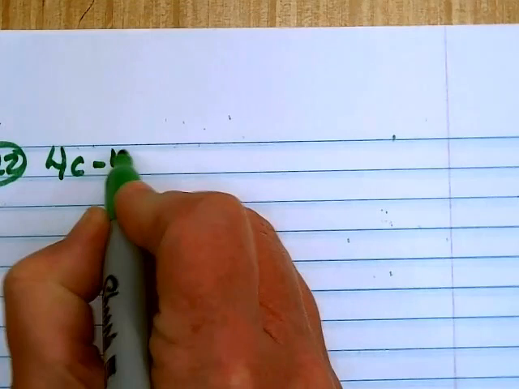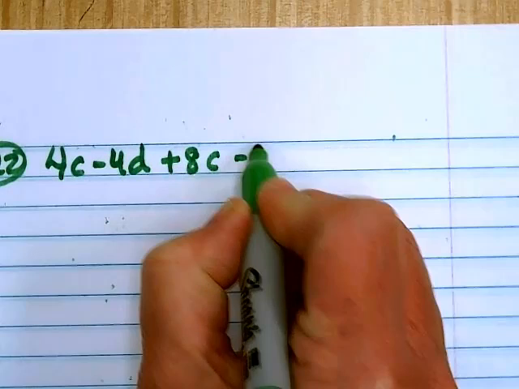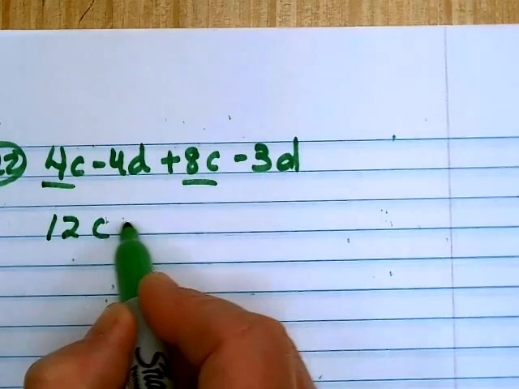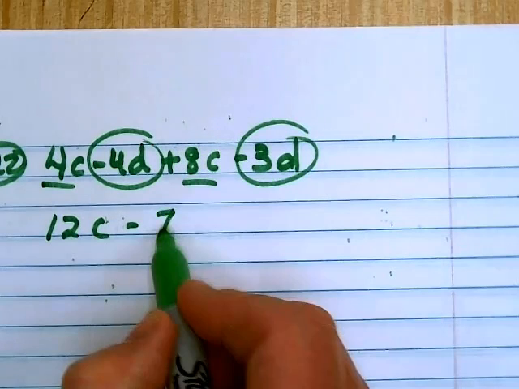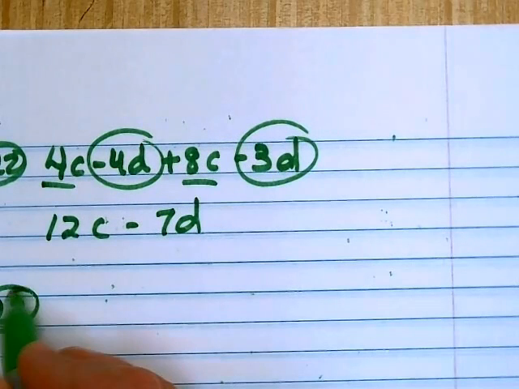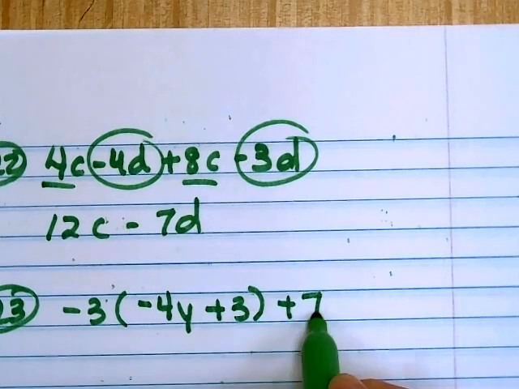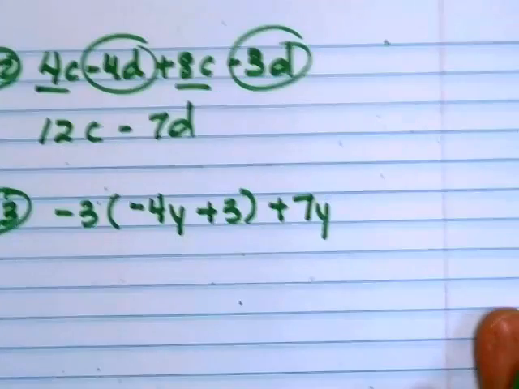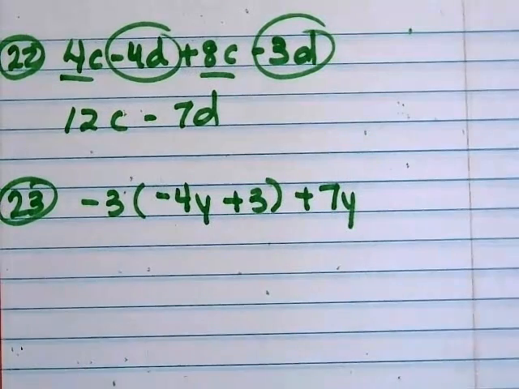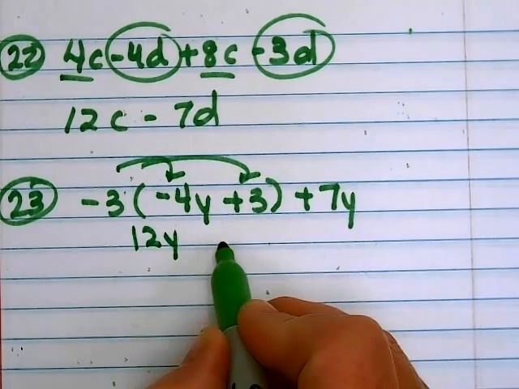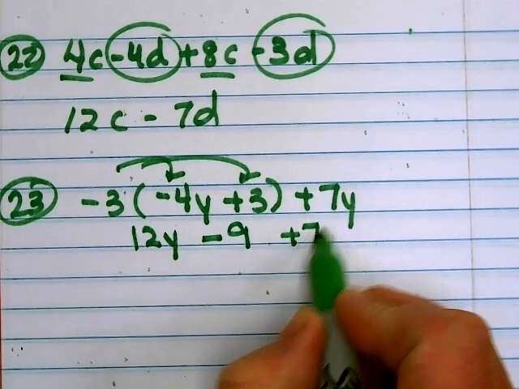Okay. 22. Combining like terms. What do we get here? 23. How are you going to simplify this? Okay.